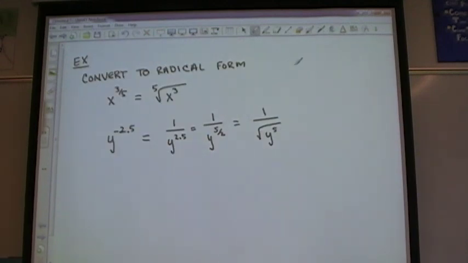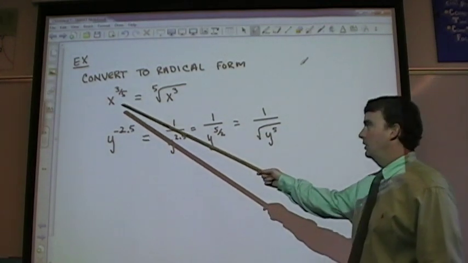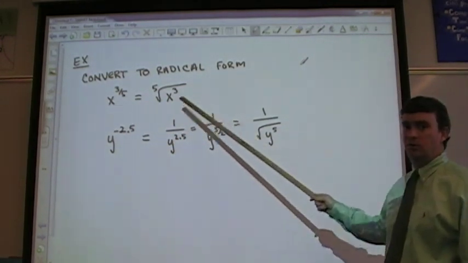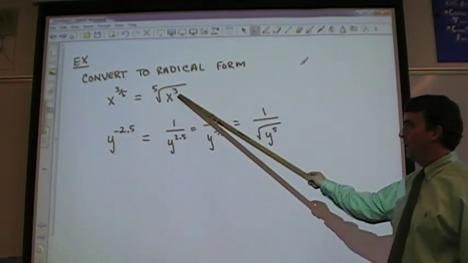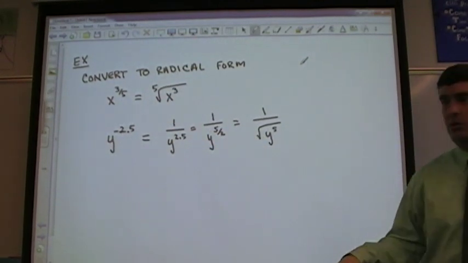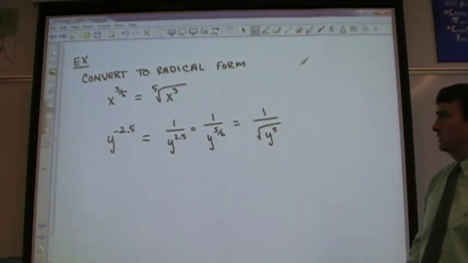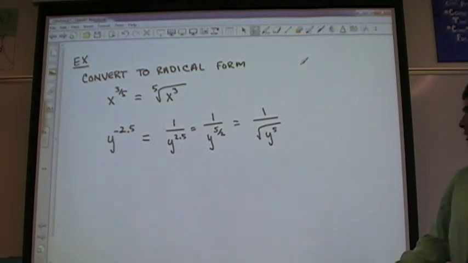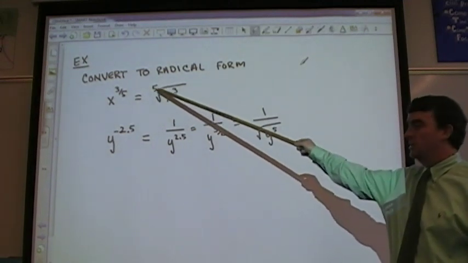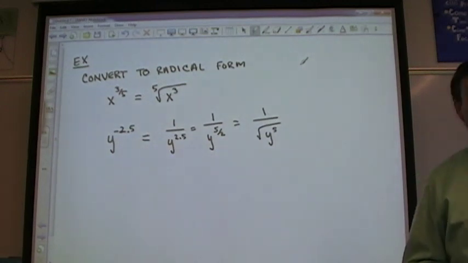This is what you were just talking about: converting to radical form. X to the 3/5 in exponential form converts to the 5th root of x cubed. It does not matter where that cube goes, just like we talked about in the first example. We could put this whole thing in parentheses and then cube it. Sometimes it's easier to cube the number first, sometimes it's easier to take the 5th root of the number first. The denominator has to be your root number.